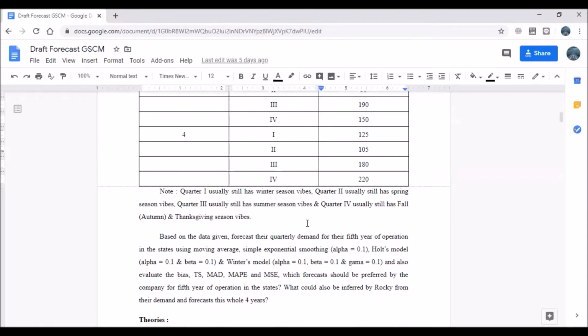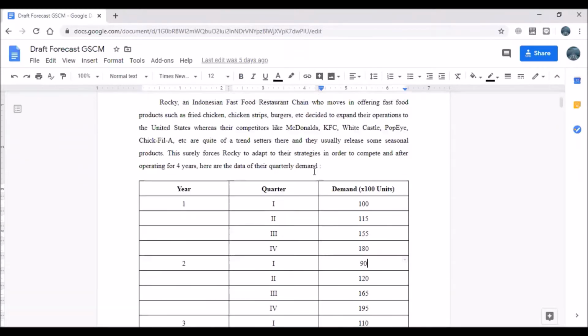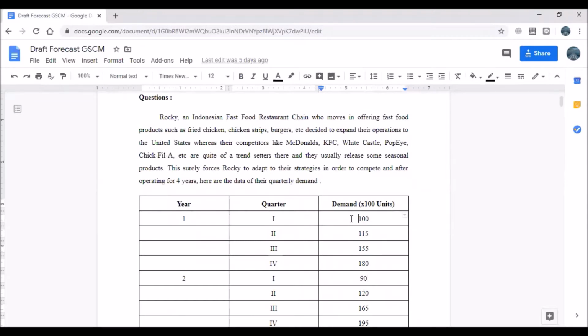And in order to analyze the forecast, we're gonna evaluate the bias, TS, MAD, MAPE, and MSE in order to know which forecast should be used from the previous operation in the states. We're also gonna try to find out what could be inferred from their 4 years of operation data. And yeah, here is the data in other units.